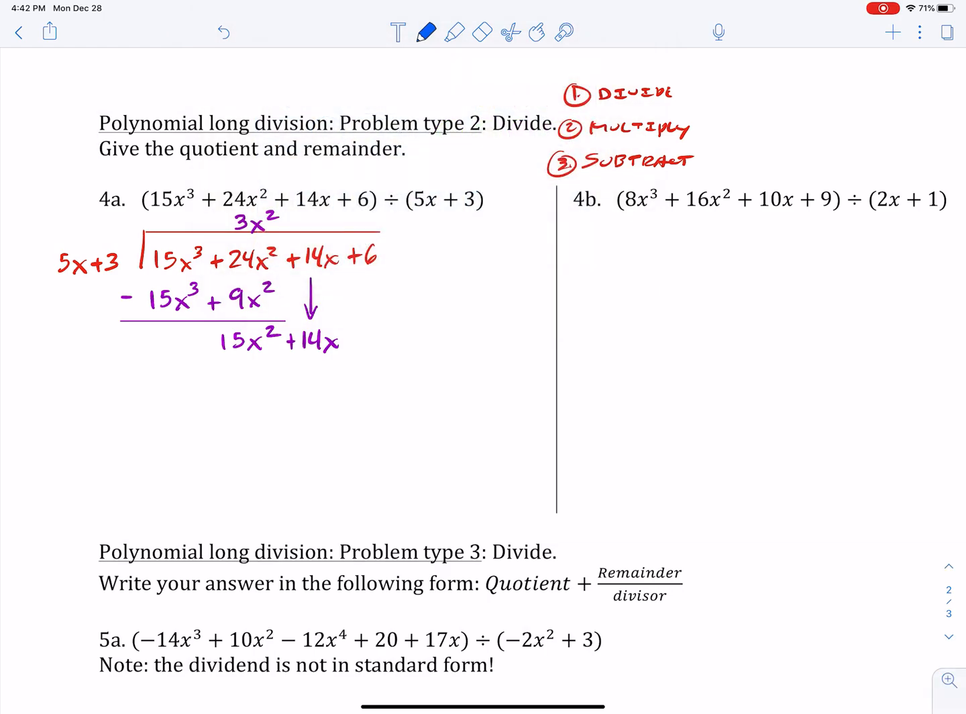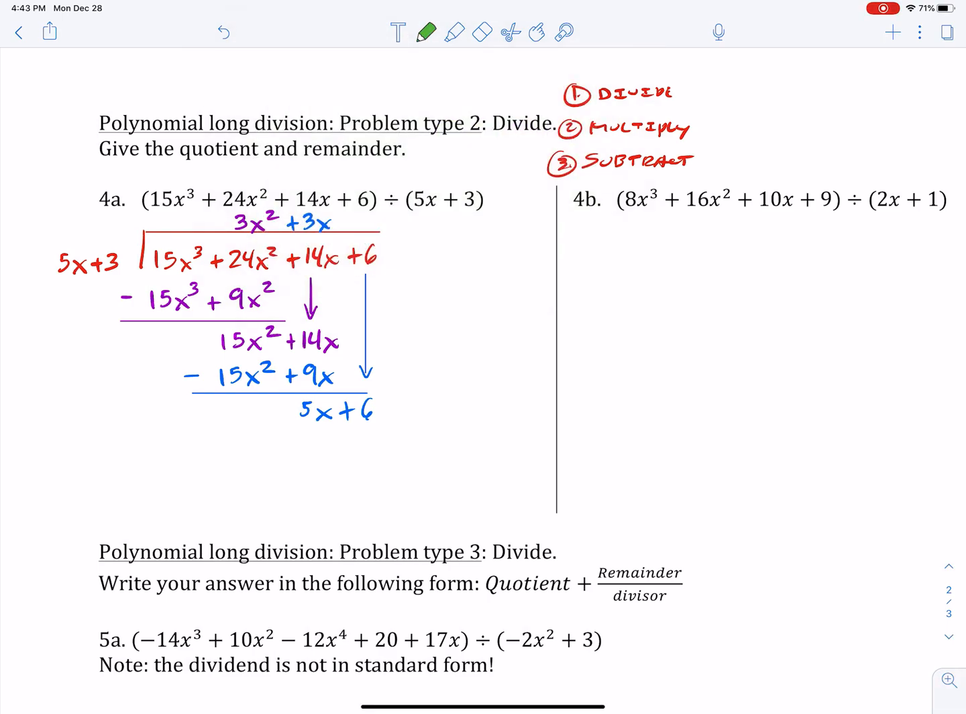Start with dividing here. 15x squared divided by 5x is 3x. Now I multiply. 3x times 5x gives me 15x squared. 3x times 3 gives me 9x. Last step is to subtract. 15x squared minus 15x squared is 0. 14x minus 9x gives me 5x. We need to bring down the 6 and do our steps all over again.